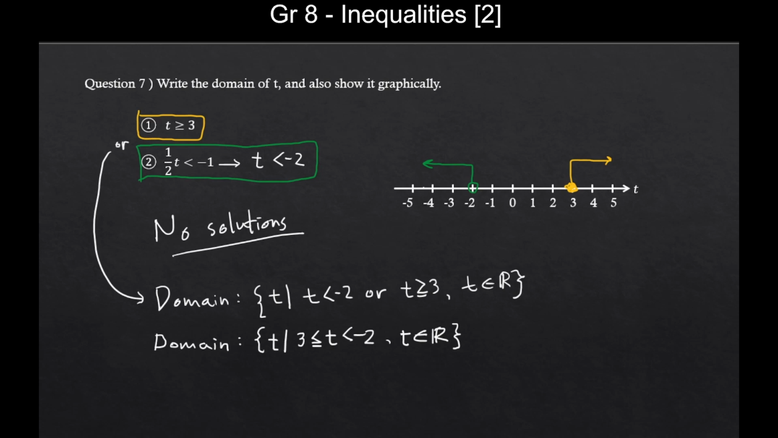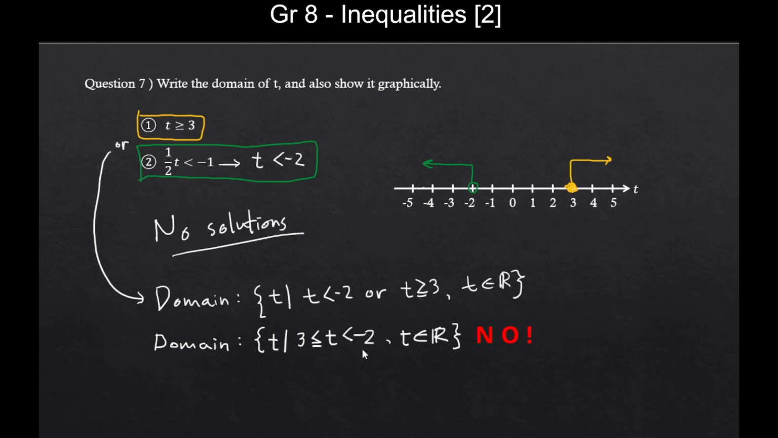By the way, someone could be asking me this. Can't I just combine these two inequalities like this and then write it down? T is greater than or equal to 3, which is from here. And t is smaller than negative 2, which is right here. So doesn't it make sense? What do you think? Do you think I can write it like this? The answer is, of course, no.